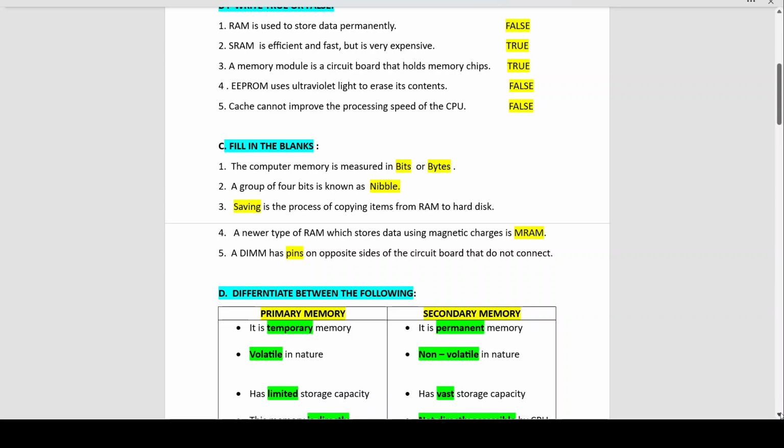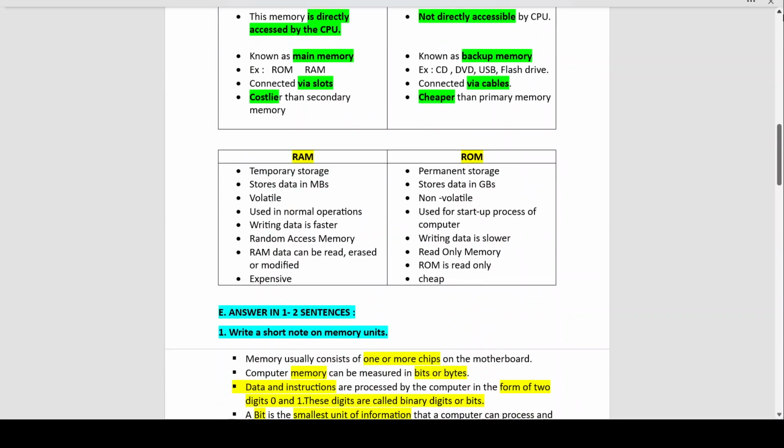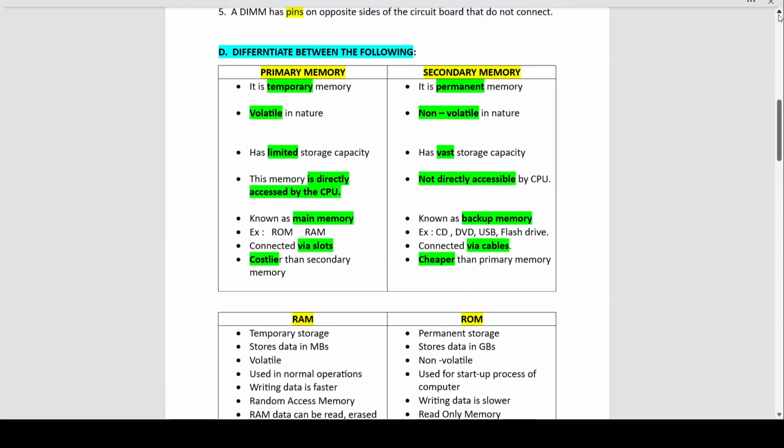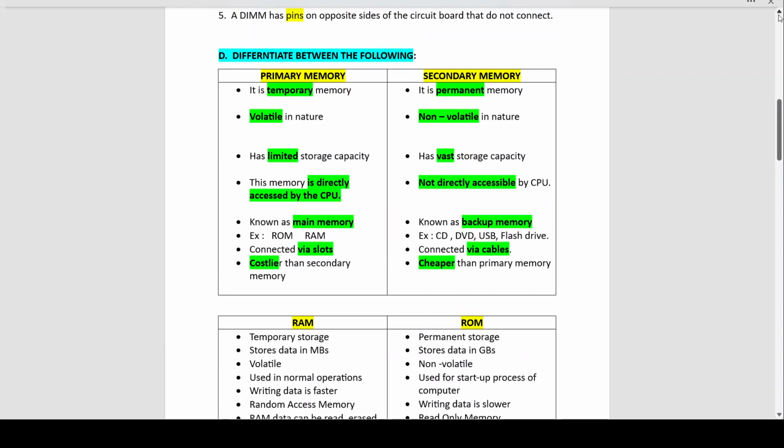Next, D. Differentiate between the following: your primary memory and your secondary memory. Now, what do you mean by primary memory? It is a temporary memory, and your secondary memory is permanent memory. Primary memory is volatile in nature, whereas secondary memory is non-volatile in nature. Primary memory has limited storage capacity. Secondary memory has vast or large storage capacity. Now, primary memory is directly accessed by the CPU, whereas secondary memory is not directly accessible by your CPU.